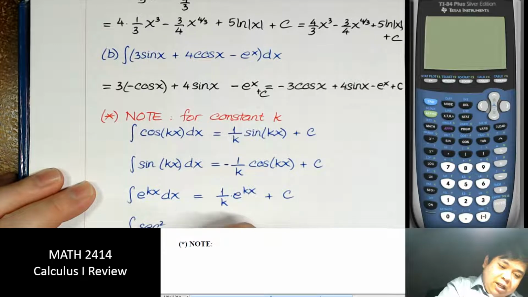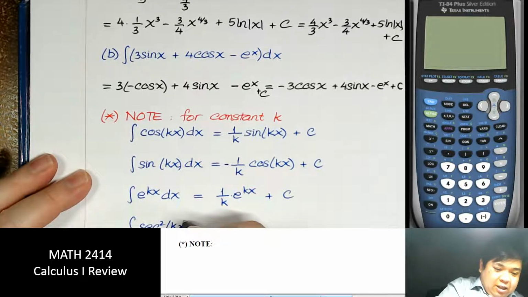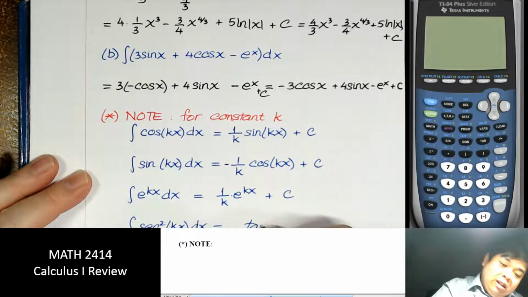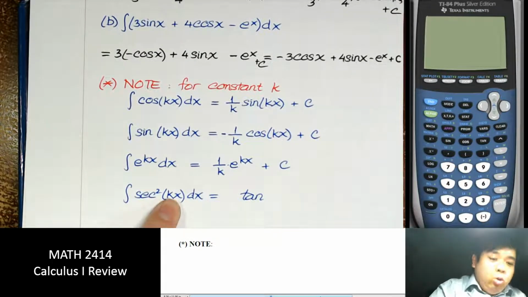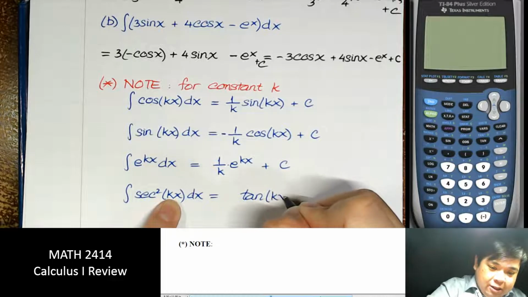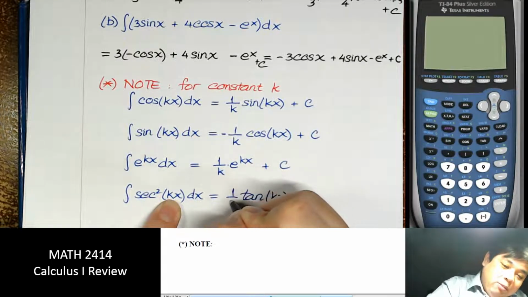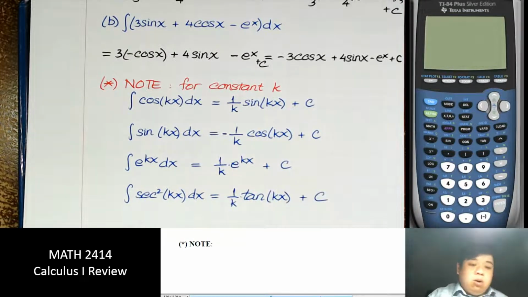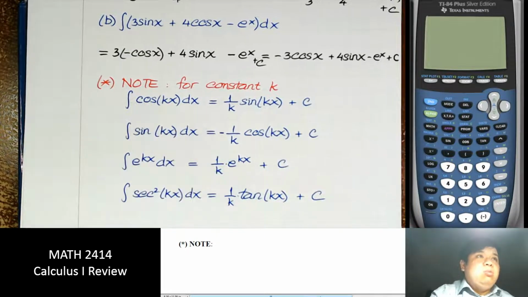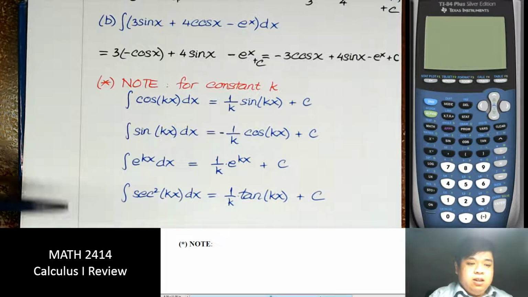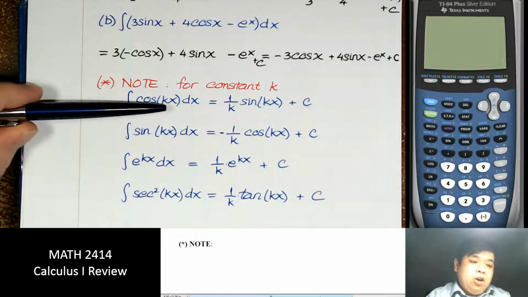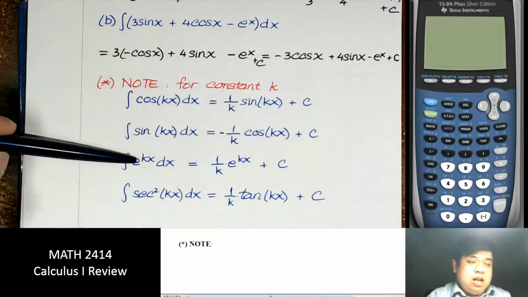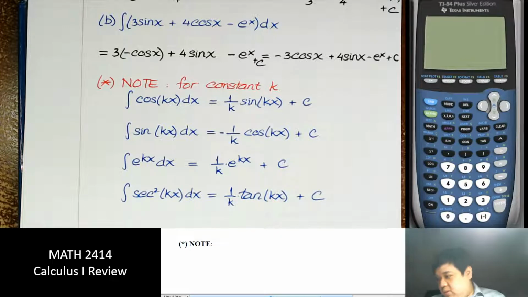Like secant square kx. The integral of secant square is tangent, so it will be a tangent. The argument will stay the same, but we have to divide by k. So that's what we do with the integral. Always divide by the constant k when it is multiplied by x. And the argument, the angle, will always stay the same, kx, throughout the problem.